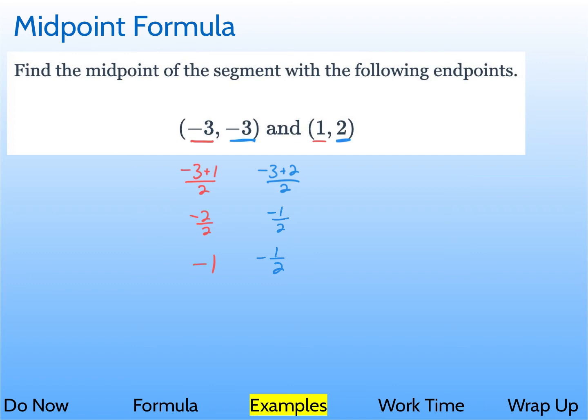And then the last step is just make that a point. So parentheses, comma, and then your answer is (-1, -1/2). That's the midpoint between (-3, -3) and (1, 2).